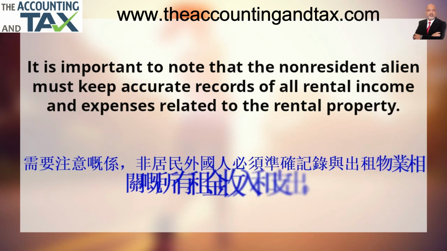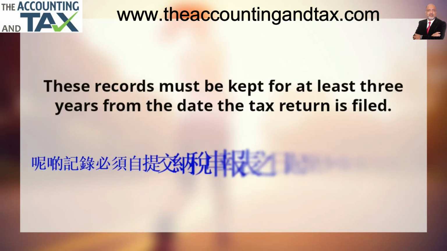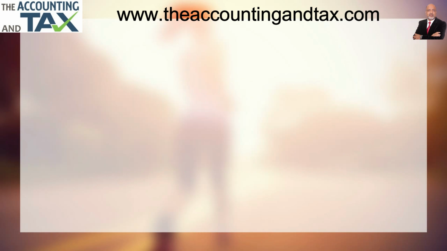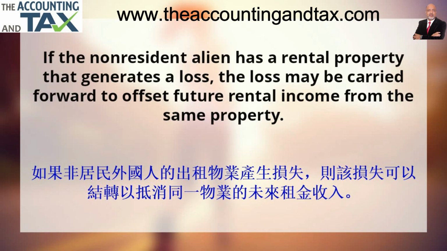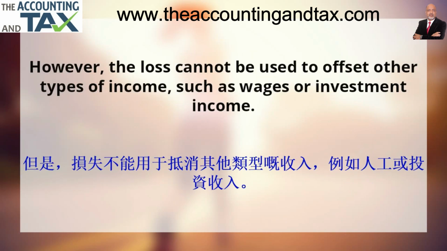It is important to note that the non-resident alien must keep accurate records of all rental income and expenses related to the rental property. These records must be kept for at least 3 years from the date the tax return is filed. If the non-resident alien has a rental property that generates a loss, the loss may be carried forward to offset future rental income from the same property. However, the loss cannot be used to offset other types of income, such as wages or investment income.